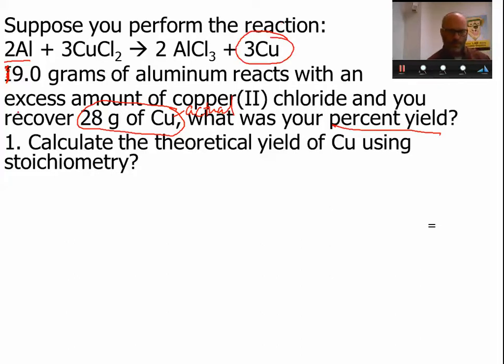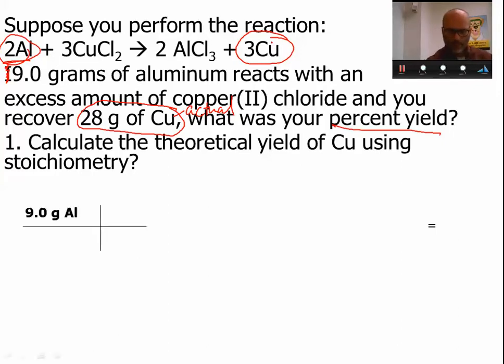Now, for every 2 moles of aluminum, we need 3 moles of copper chloride for this reaction to occur. So when we say we have an excess amount of copper(II) chloride, what that means is we may have like 4 moles of copper chloride, or 5, or 6. We just know that we have enough copper chloride for all of the aluminum to react. All right? So we're ignoring the copper chloride, and we're just going to do a stoichiometry problem that's going to convert 9 grams of aluminum to grams of copper.